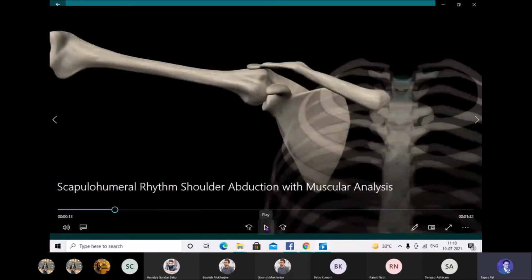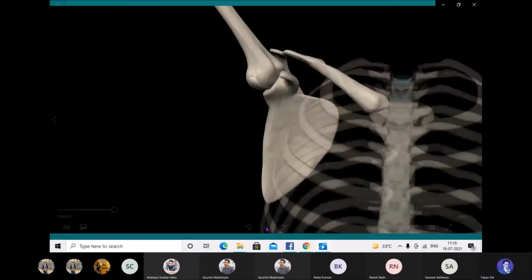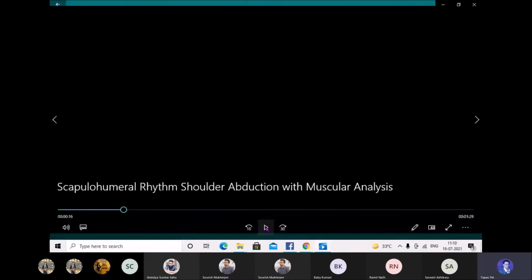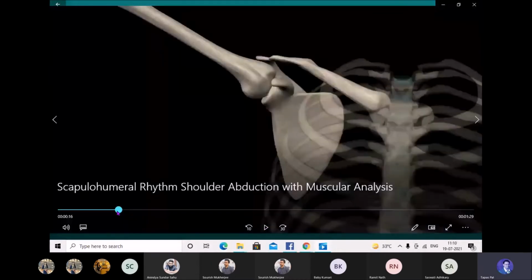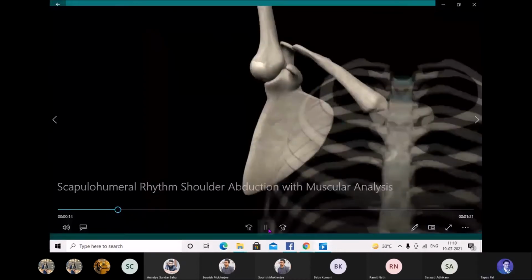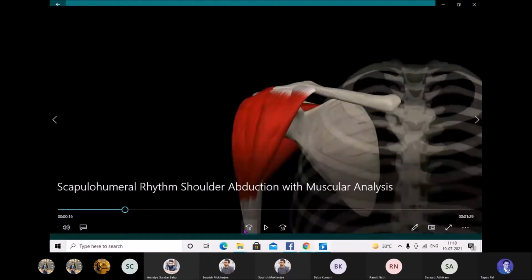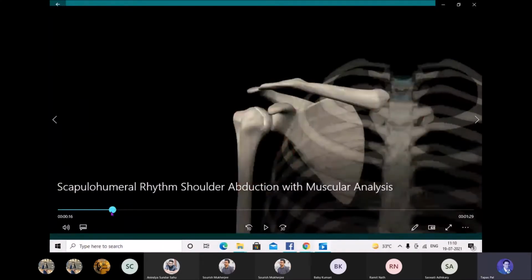Now look carefully, again I focus over here. Now try to focus on the head of the humerus. One second. Now try to focus on the head of the humerus in this region. Can everyone see? I think it's visible for all.